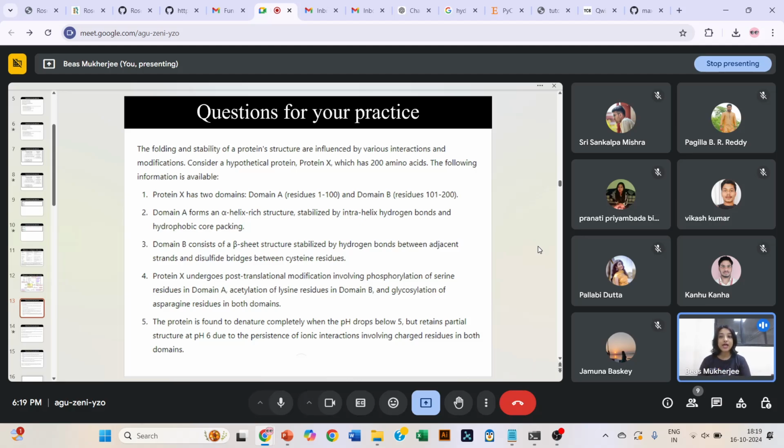So they are telling you that the folding and stability of a protein structure are influenced by various interactions and modifications. Consider a hypothetical protein, protein X, which has 200 amino acids. The following information is available. So protein X has two domains. Domain A is made of 100 amino acids. Domain B is made of again 100 amino acids. Domain A is an alpha helix. Domain B is a beta sheet.